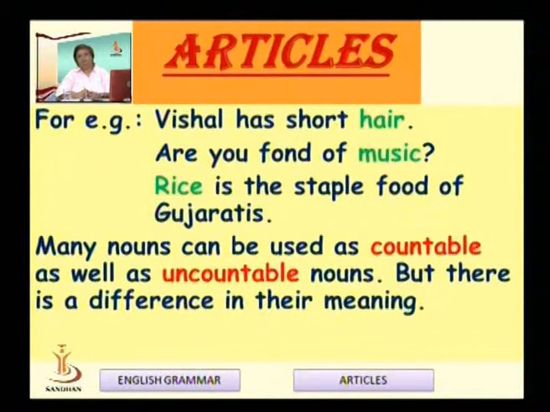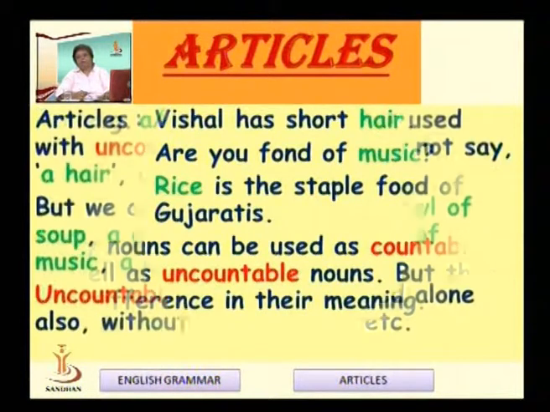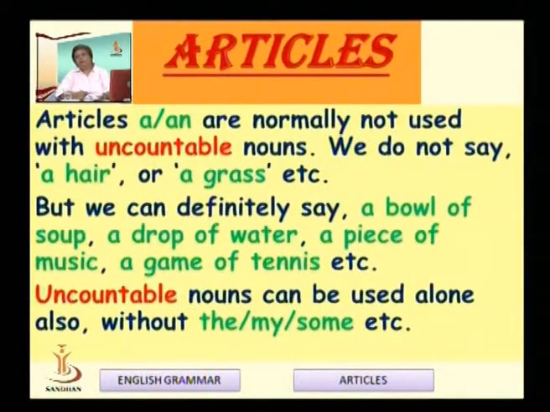Rice is the staple food of Gujaratis. The uncountable noun here is rice. I am neither using the rice or my rice or his rice or some rice. None of it is used. So remember, I'll go back to the previous slide and show it to you. Uncountable nouns, I'm reading from the last part. Uncountable nouns can be used alone without the, my, some, etc.